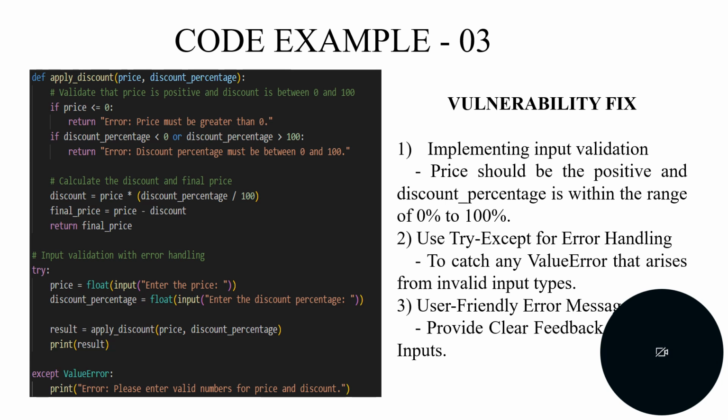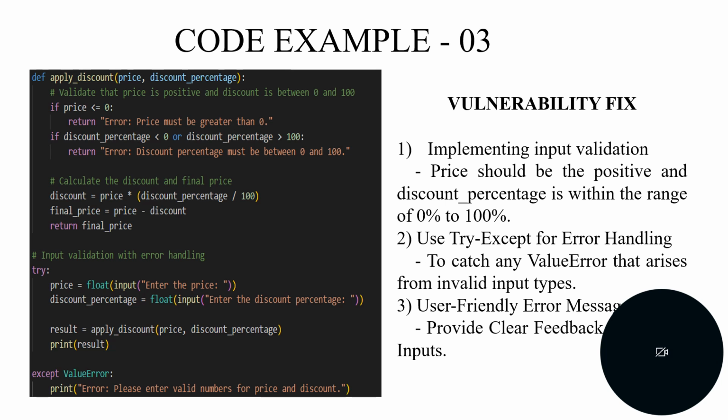In the try section, the user is prompted to input the price and discount percentage. The float function is used to convert these inputs into numbers. For example, for non-numeric values, a value error will be raised. The except block catches this specific error and provides a user-friendly message like please enter valid numbers for price and discount. This ensures the program doesn't crash and instead handles the invalid input.